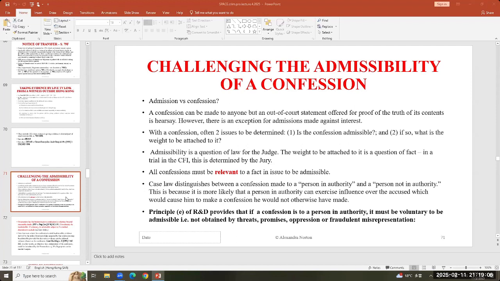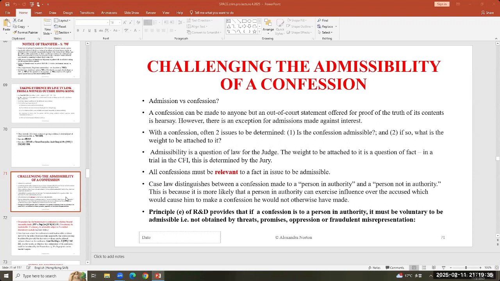With a confession, we need to firstly think, is it admissible? And secondly, if it is admissible, what weight do we attach to it? So the question of admissibility is for the judge to decide. It's a question of law. Only if he decides that the confession is admissible should it go before the jury, because the jury are the fact finders, and it's for them to determine the weight of admissible evidence.